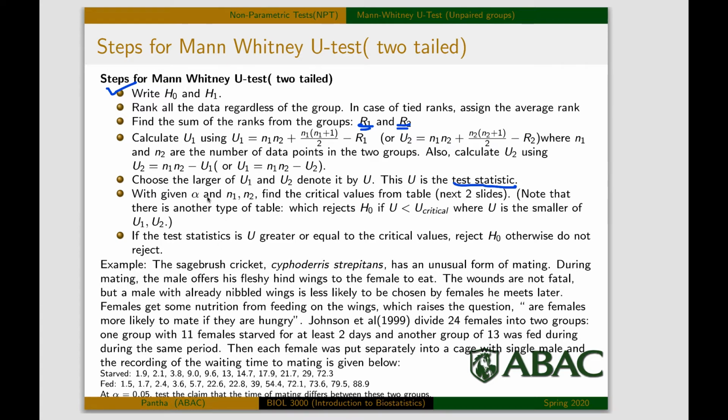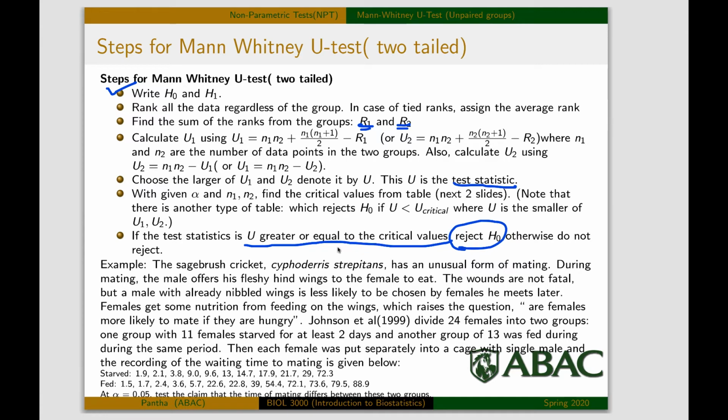With given alpha and N1 and N2, find the critical value from the table. You will see the table in the next slide. Note that there is another type of table which rejects H0 if U is less than U critical, where U is the smaller of U1 and U2. But let's not talk about that. We will look at the table I have given in the next slide. If the test statistic is greater than or equal to the critical value, then reject the null hypothesis. Otherwise we do not reject.